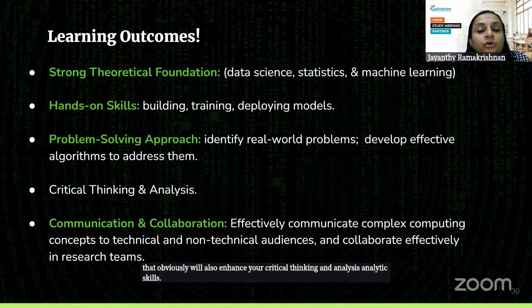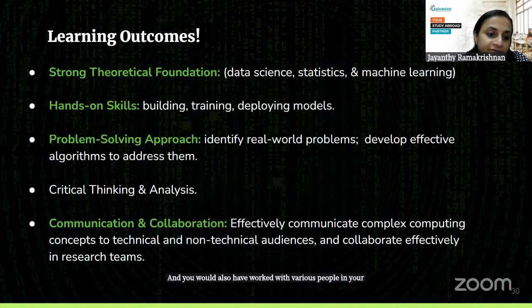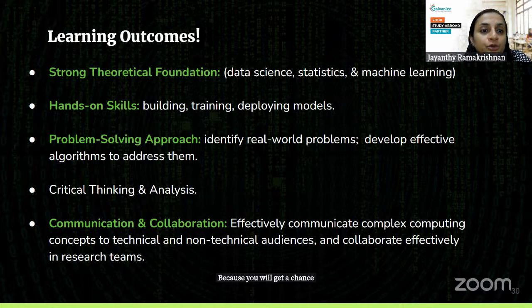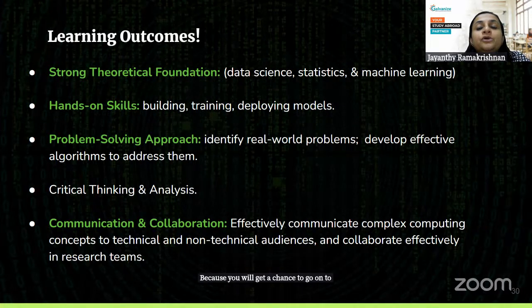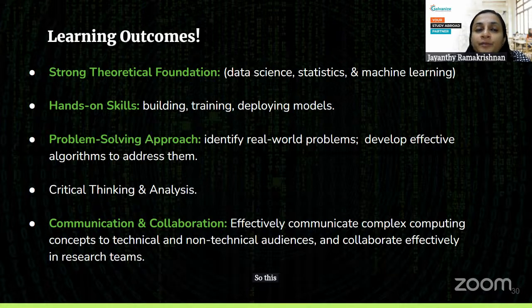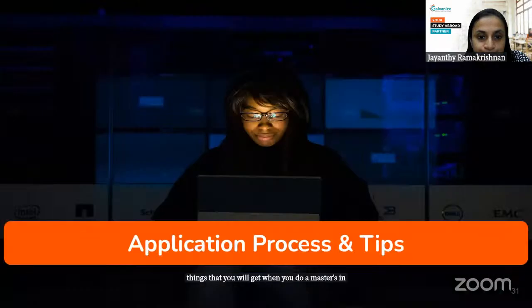And you would also have worked with various people in your field and related fields, because you will get a chance to present in conferences. You will get to meet people in conferences. So this is what you will get. These are some of the things that you will get when you do a master's in computer science.